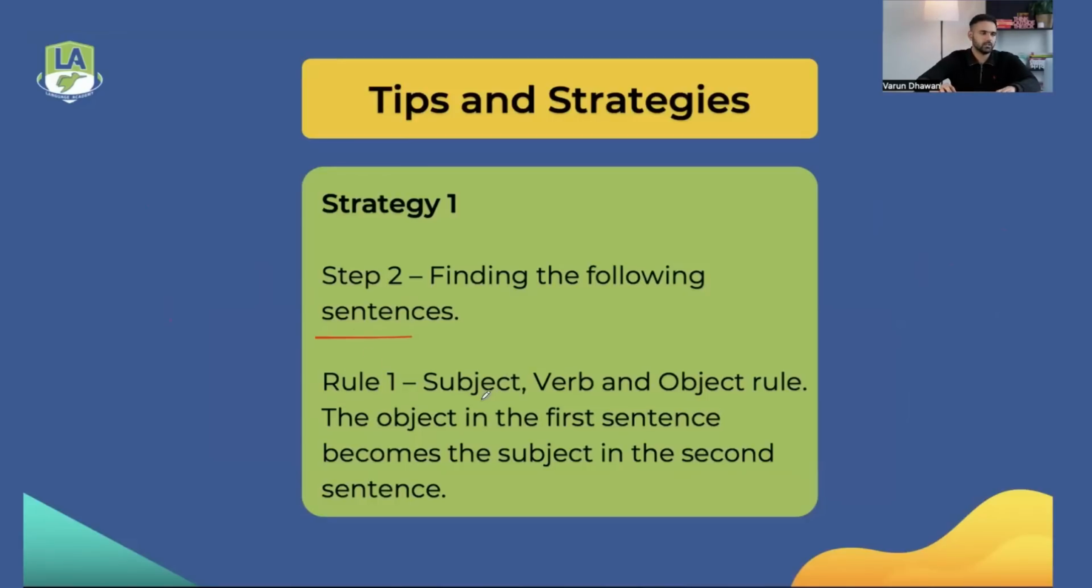The rule says that in English, sentences are always formed this way: subject, verb, and object. The subject is the person, the verb is the action he is performing, and the object is that on which the action is being performed. For example, Varun is playing in the ground. So Varun is the subject, playing is the verb, and the object is ground. So what is the rule? The object in the first sentence becomes the subject in the second. So this is one rule of how sentences are framed in a passage or in English. The object of the first sentence will become the subject in the second.